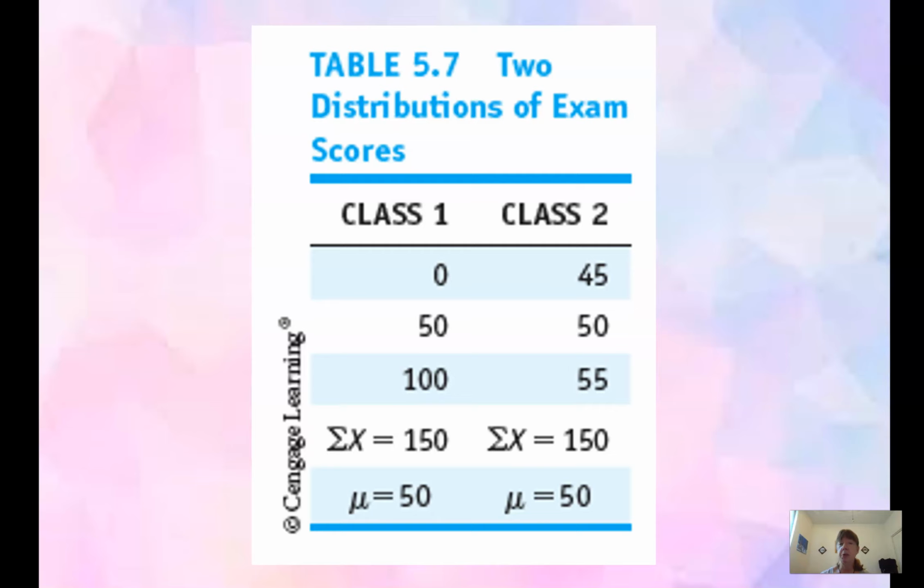But if you look at the individual scores, they're really not. Because in class number 2, everybody was very close to the mean. But in class number 1, they were all spread out. One person was way above the mean, and one person actually scored a 0. So class number 1 was much more variable.